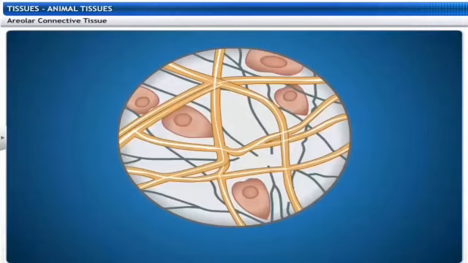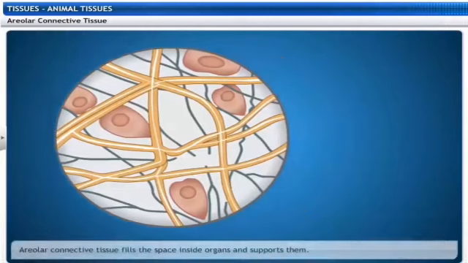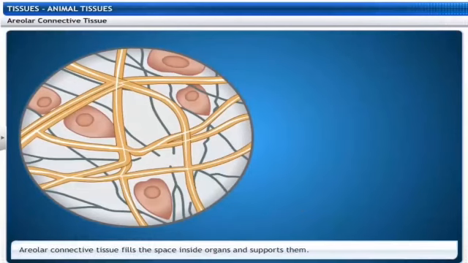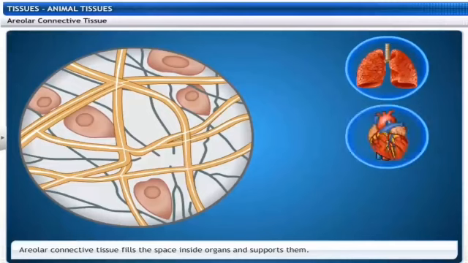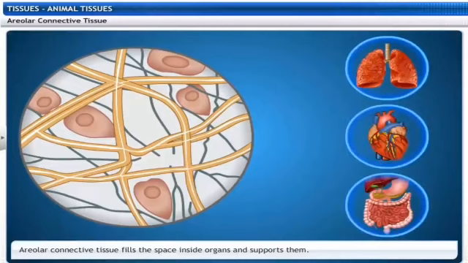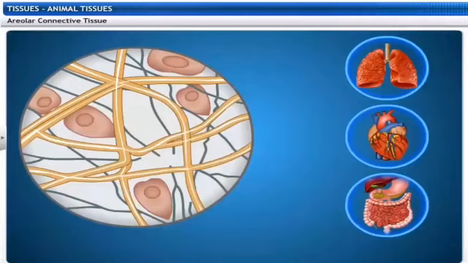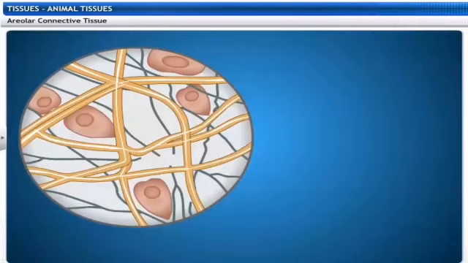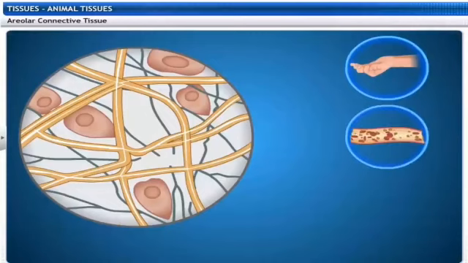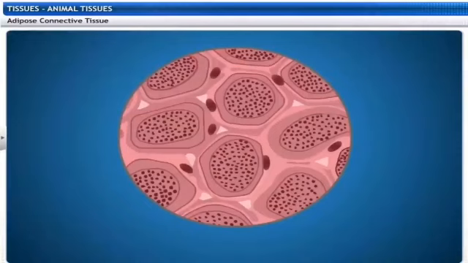The next is the areolar connective tissue. It also has a lot of cells inside it, and it fills the spaces inside the organs and supports them. These are the heart, the kidneys, and the lungs also. So these are the various locations where this areolar connective tissue is mainly present. It is also present around the blood vessels.